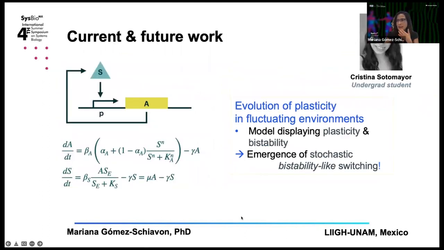Now, I think I'm running out of time, but I just wanted to mention, we are expanding this in the lab. We have the work by Cristina Sotomayor, an undergrad in my lab, which is exploring how plasticity can be added to the system and trying to understand when plasticity will be favored in a fluctuating environment. This is the model she's suggesting. We are observing a really cool emergent property in the presence of noise that sadly I don't have time to go into details.